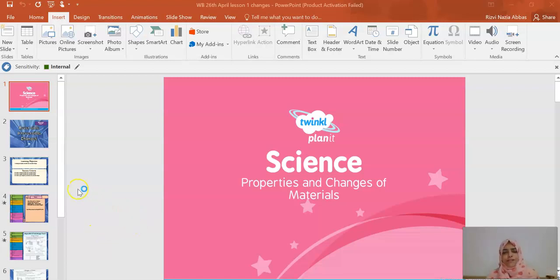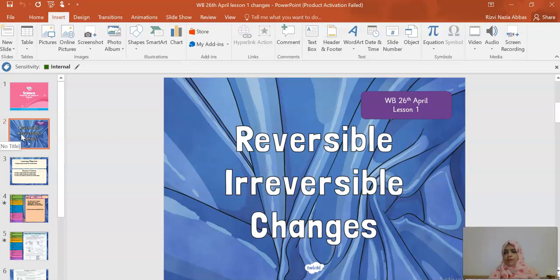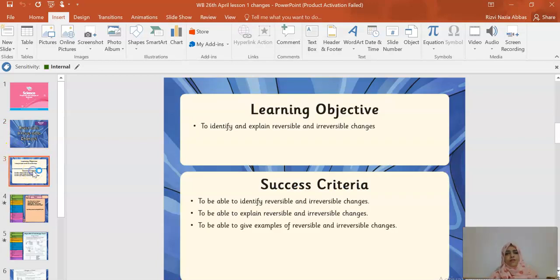Good morning, year 5. In our science lesson, we are studying reversible and irreversible changes. We'll continue with the same discussion about reversible and irreversible. Our learning objective will be to identify and explain reversible and irreversible changes.